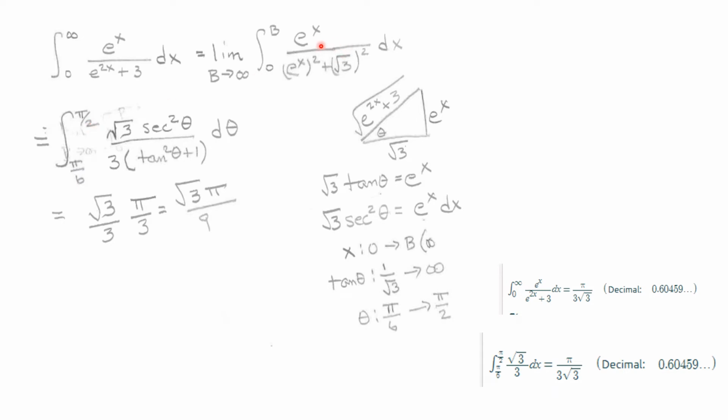e to the x dx is going to be square root of 3 secant squared theta, and that should say d theta there. That's a typo that I didn't do right. So that is d theta. So there's what I get for dx, and the denominator becomes 3 tangent squared plus 1. But tangent squared theta plus 1 is a secant squared theta, so those cancel out, and I get root 3 over 3, which I can pull out, and then I have a constant times the length of this interval, which is pi over 3.